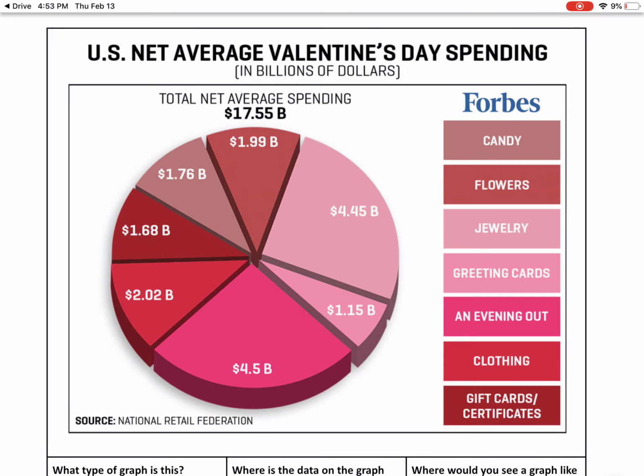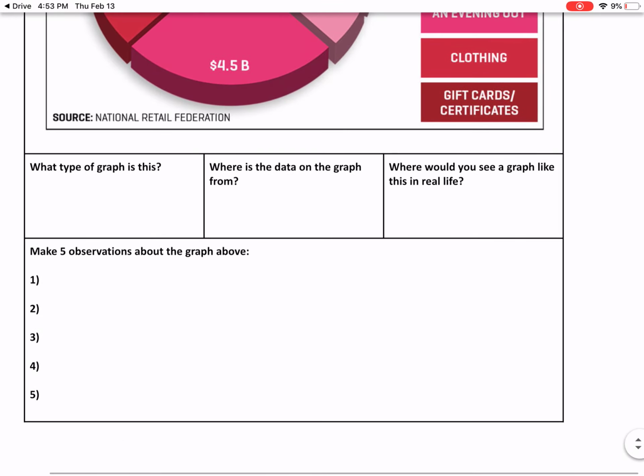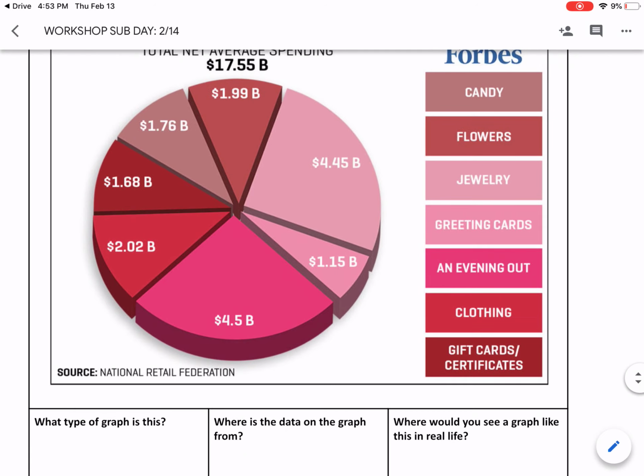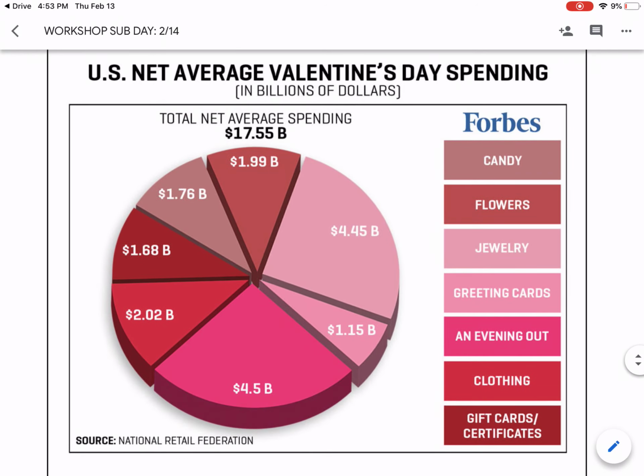I know that you have less time because we just did the assessment practice, so there's only 3 questions, and then there are only 5 observations I'm looking for. Again, we're going more than this is just a graph. So the title of the graph is U.S. Net Average Valentine's Day Spending in Billions of Dollars. The total net average spending for Valentine's Day, and I think this is just an average over probably 10 years or so, is $17.55 billion. That is a lot. And then you can see the source at the bottom is the National Retail Federation.